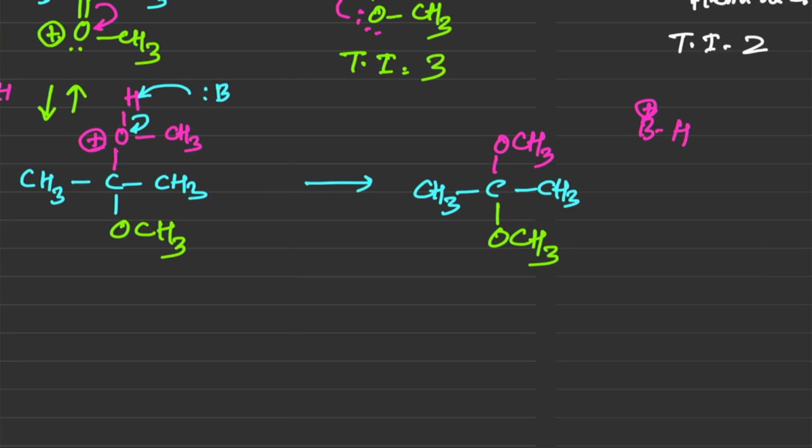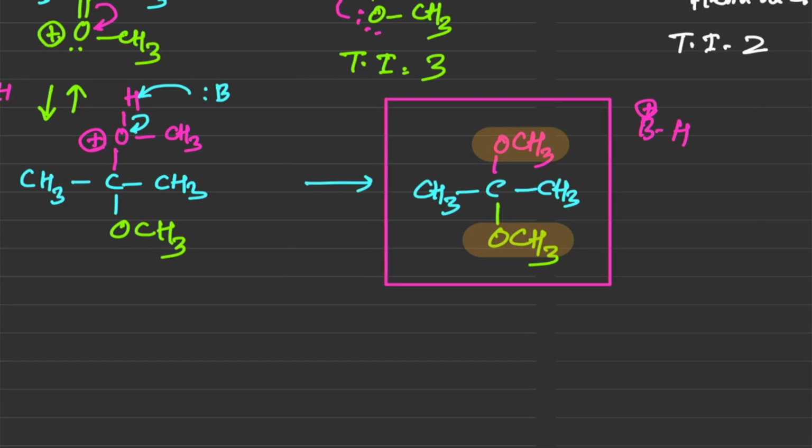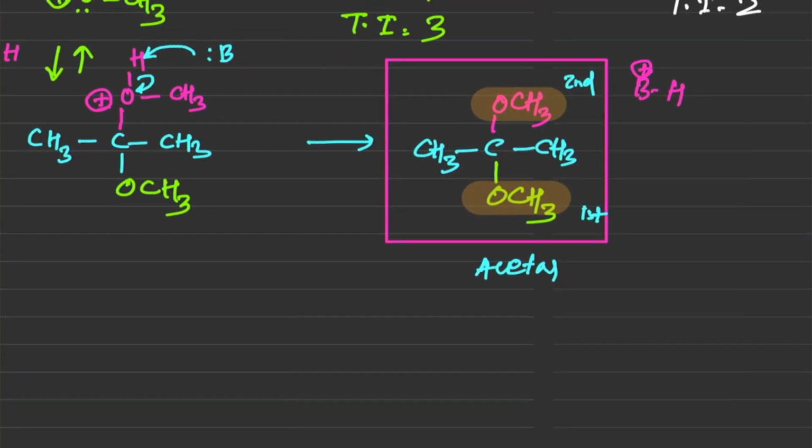we created hemiacetal. So this is alcohol 1, this is alcohol 2. So we added 2 alcohol molecules to our reaction. Okay, so this is your acetal, because this is the first alcohol we just added, and this is the second alcohol that just got added. Okay, so that's pretty much all about the reaction.